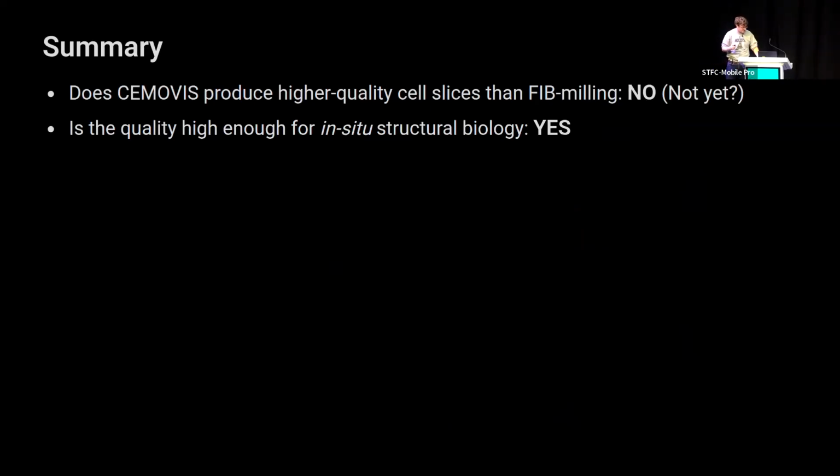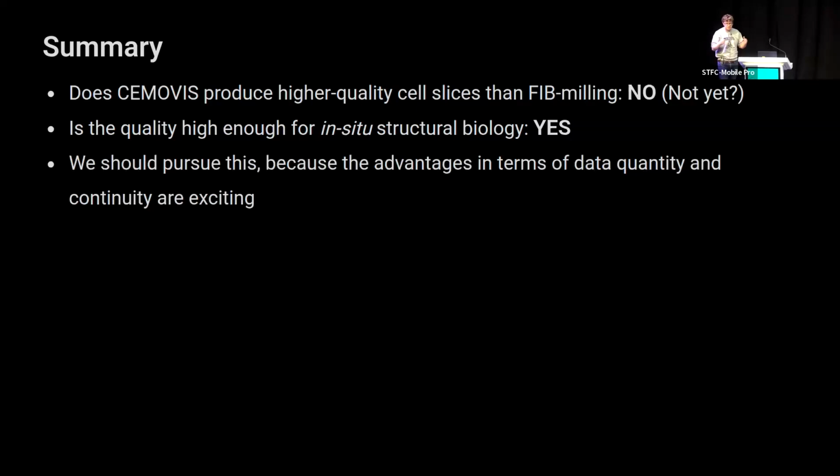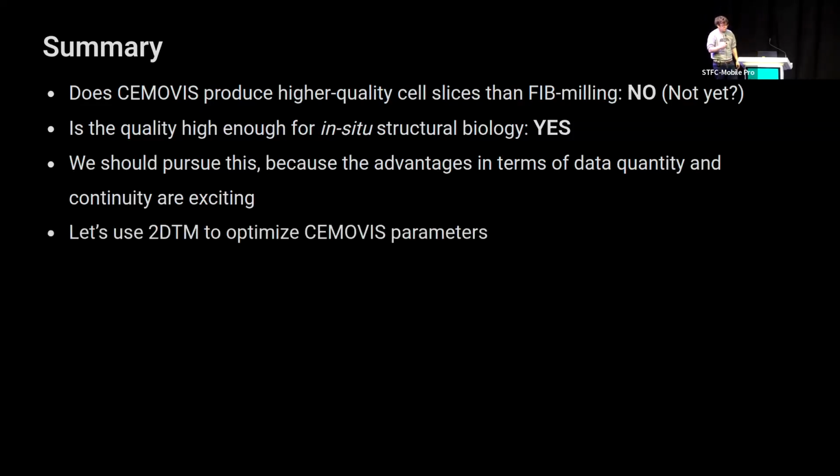And CEMOVIS does have advantages, right? The imageable area: in a FIB-mill sample, you measure in square microns, like tens, maybe hundreds of square microns. But the imageable area in a CEMOVIS sample is almost square millimeters. It's a lot more. And then, of course, you have that continuity thing. You have consecutive sections of the sample that presumably in the future we can stack together and make real volumes out of it.